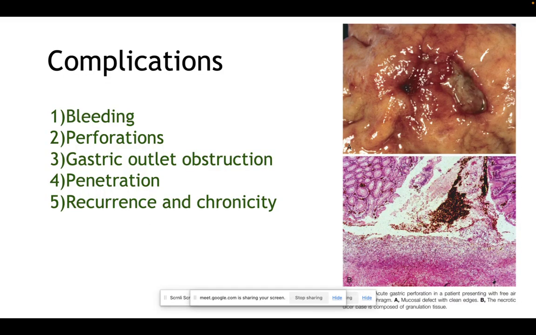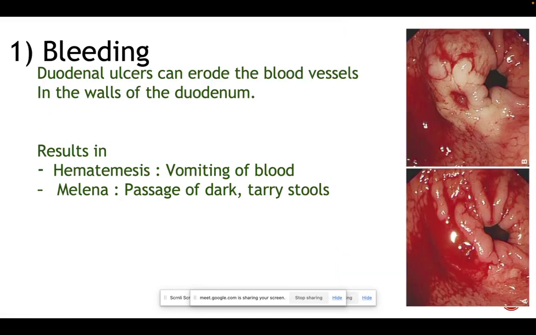So we proceed. The complications are basically of five types: bleeding, perforation, gastric outlet obstruction, penetration, and recurrence and chronicity. To the left of the slide, you can see the image of a perforated duodenal ulcer. Here you can see the formation of granulation tissue, which forms at a much later stage when it is left untreated. So, heading towards bleeding.